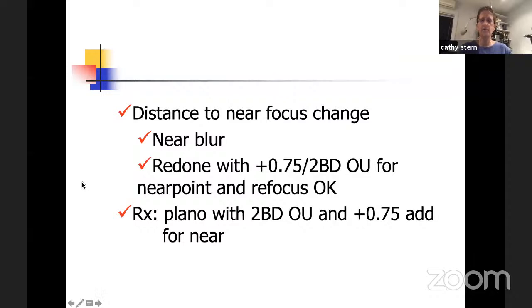And I had him do that distance to near focus change that we talked about, just with some print. And the near got blurry. And when I redid it with plus 75, and in this case, I added 2 prism diopters, bases down in each eye, because I find that's quite helpful in kind of opening up the visual field, especially in a child who's ESO. He could go back and forth, no problem. So I prescribed for him that plano with 2 bases down each eye and a plus 75 add for near.